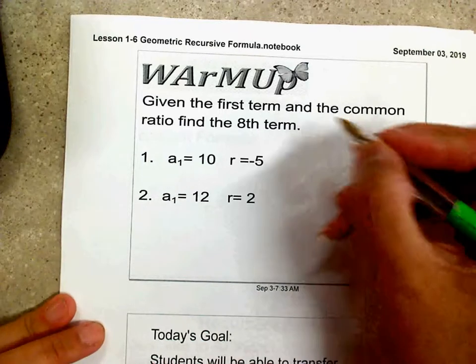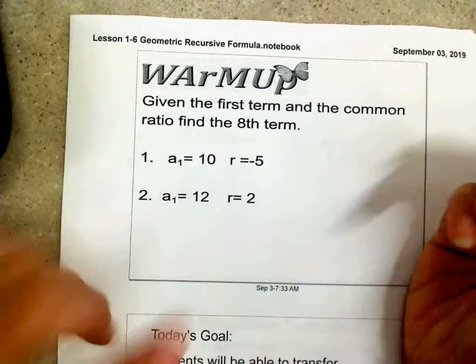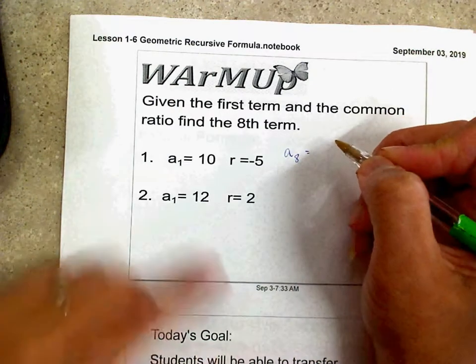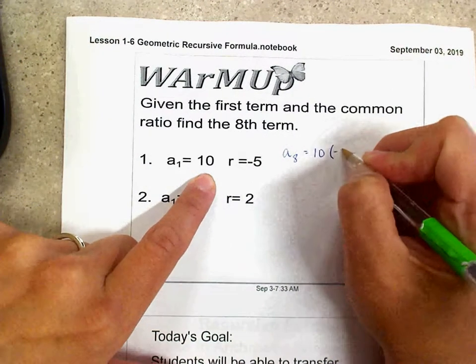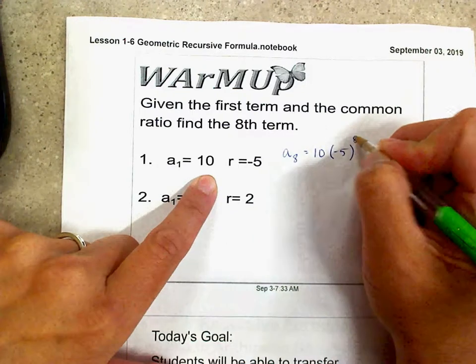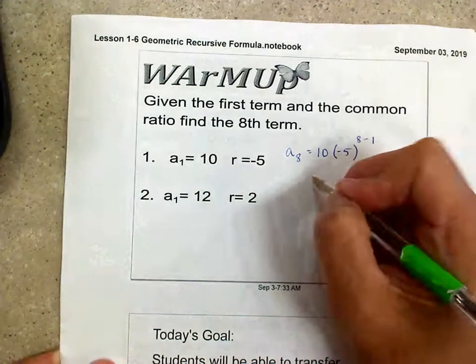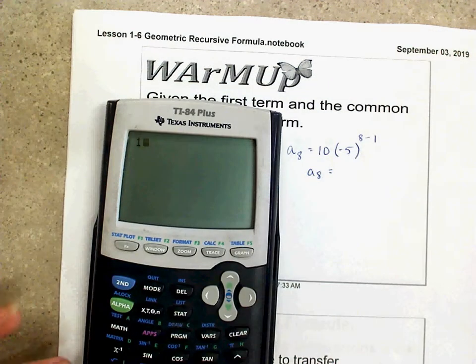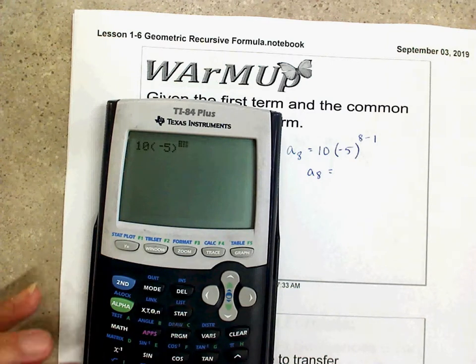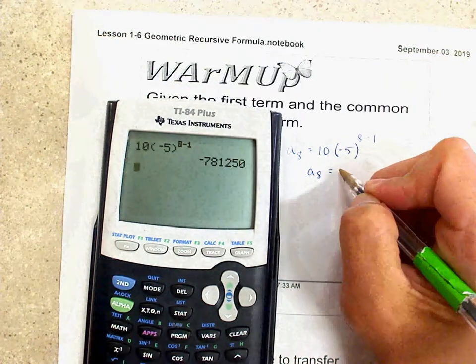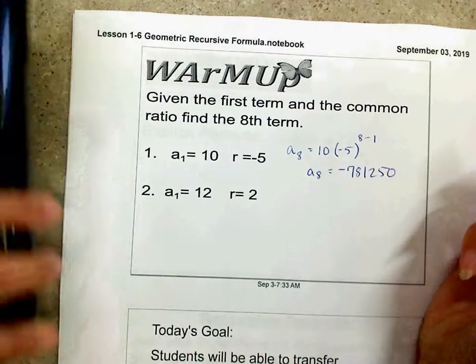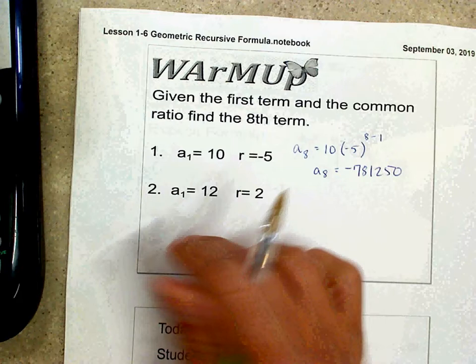Before you do, make sure you write the equation first. So a sub 8, because you're looking for something specific, first term is 10, your r is negative 5, 8 minus 1. And you can just type that into your calculator. So you have 10, parentheses, negative 5 raised to the 8 minus 1. So the 8th term is negative 781,250.